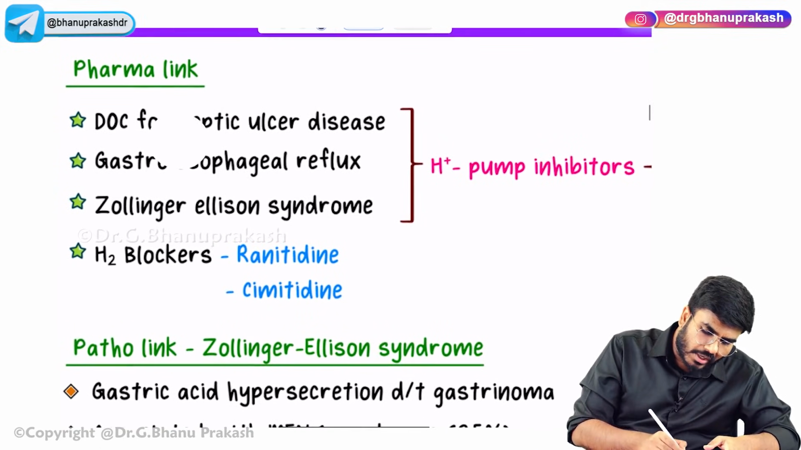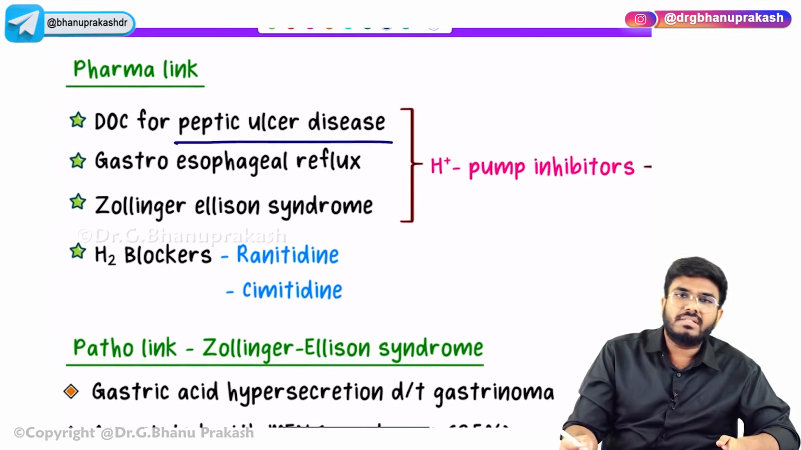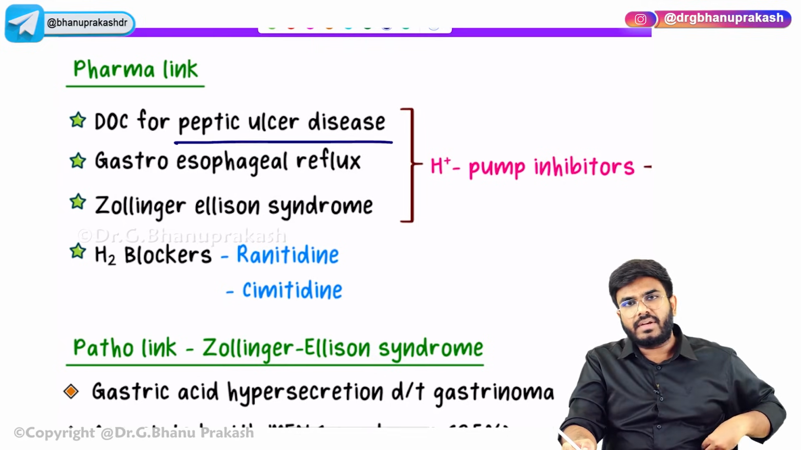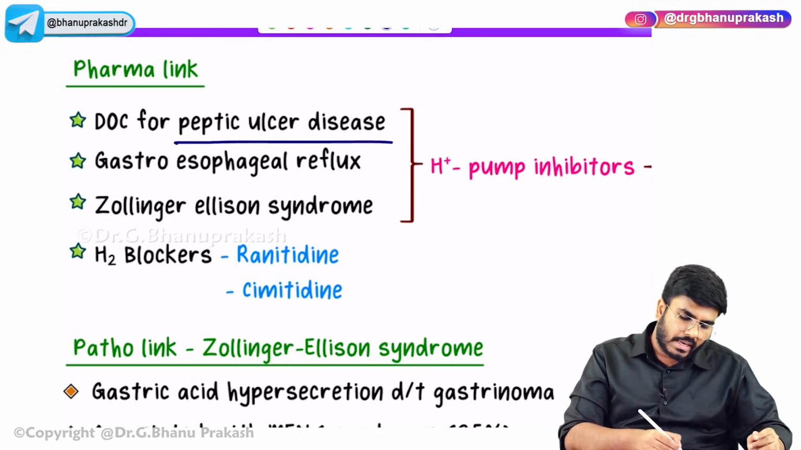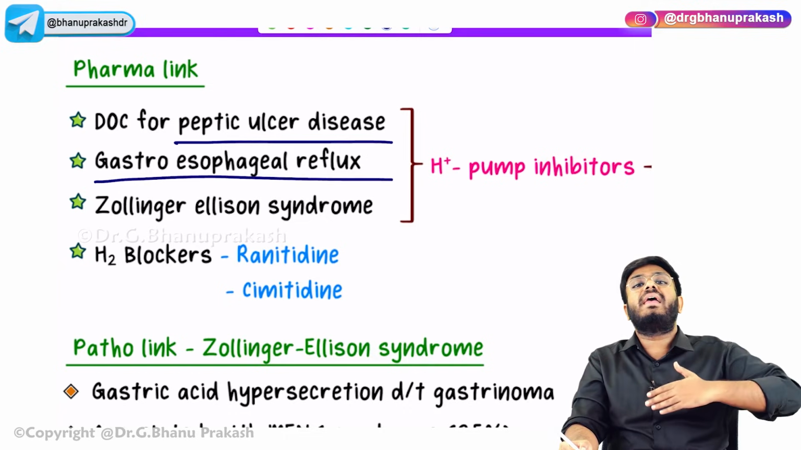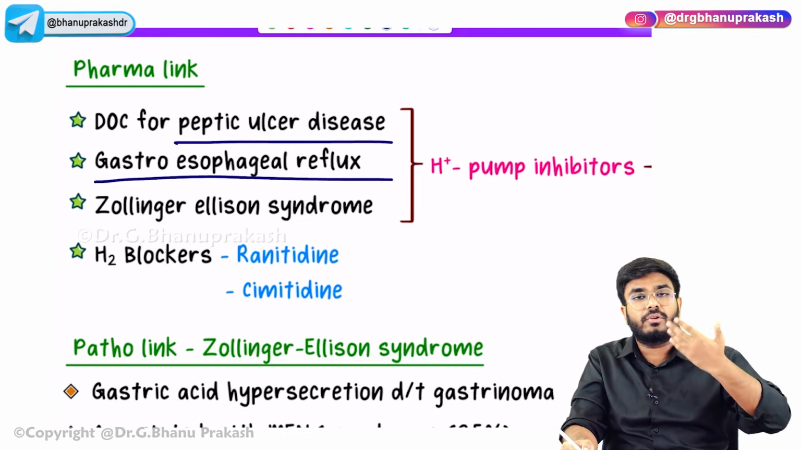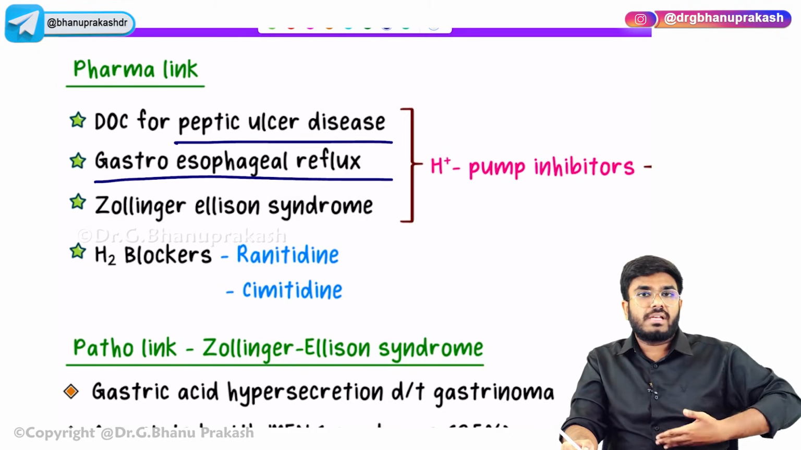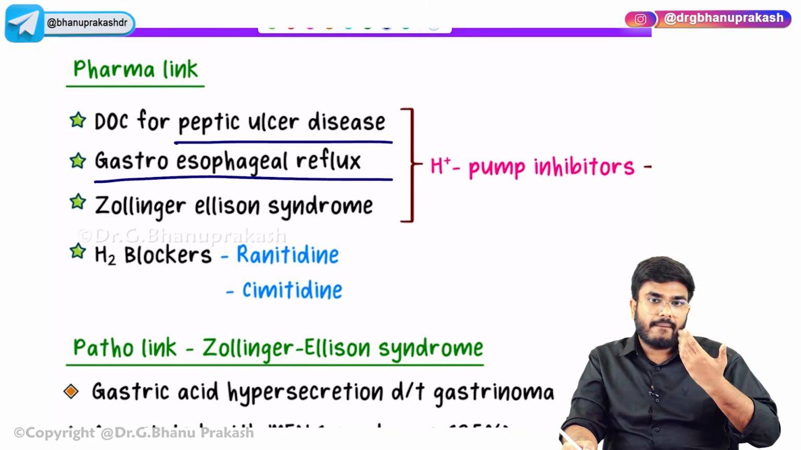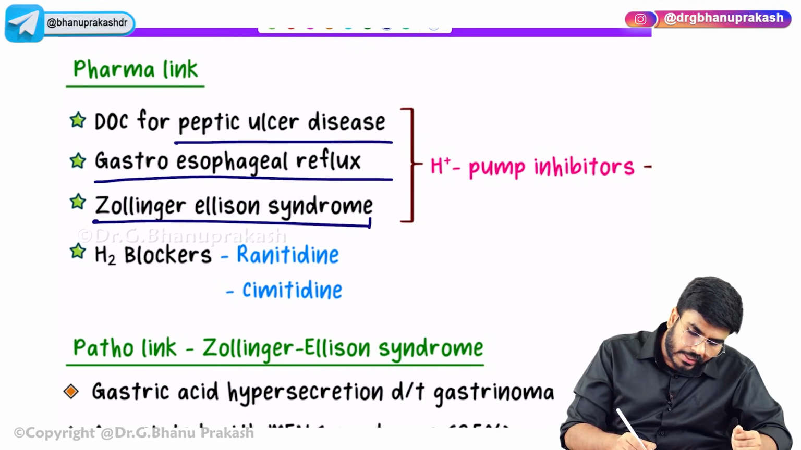Next, some important pharma-integrated points. Say there is a condition called peptic ulcer disease. You know it. There is pain in your stomach after eating food. There is a peptic ulcer. Then gastroesophageal reflux, where acidic contents are refluxed back into the esophagus. And one more condition, which is called Zollinger-Ellison syndrome.